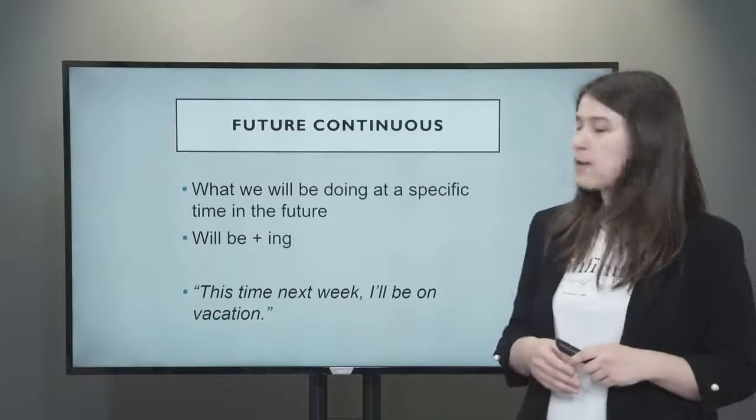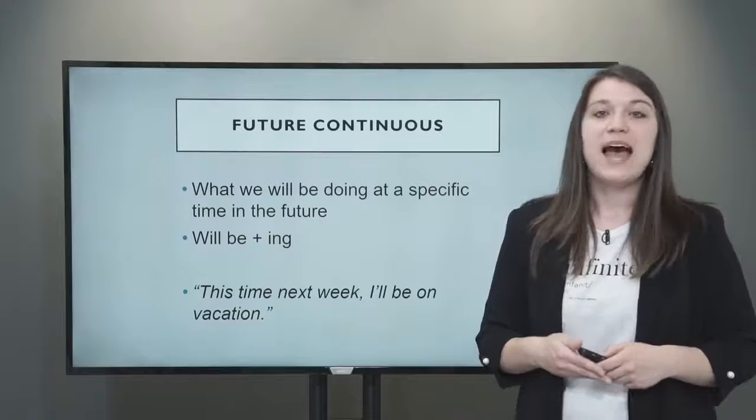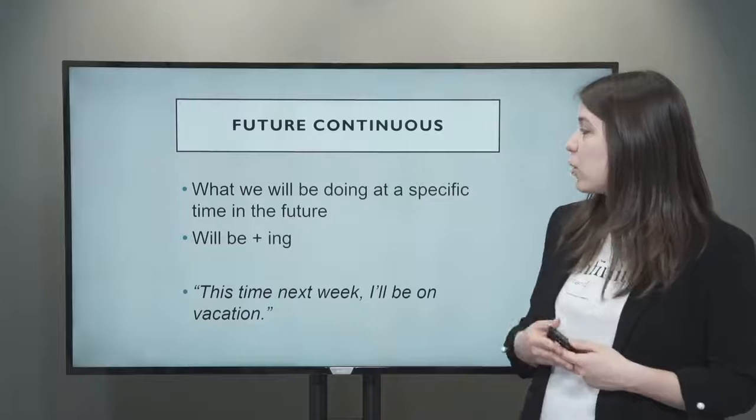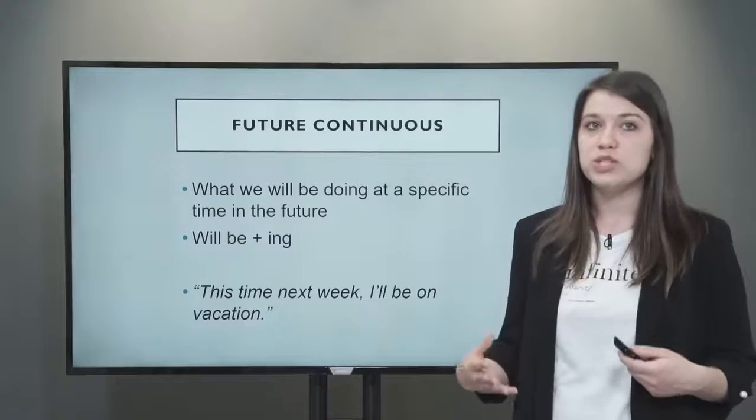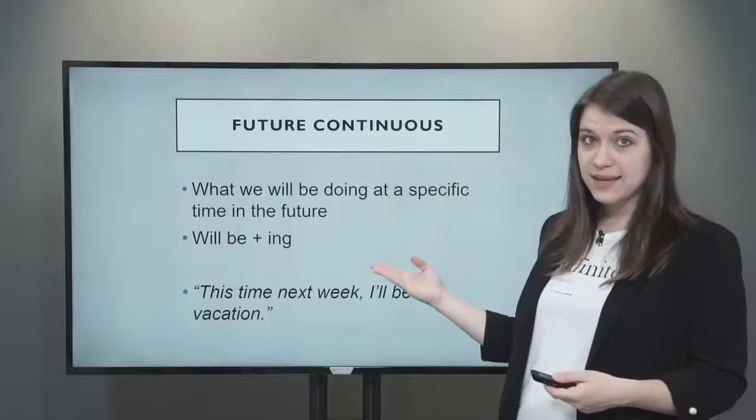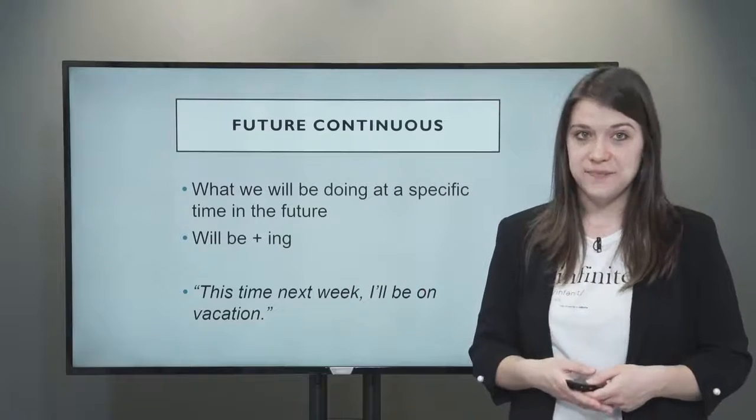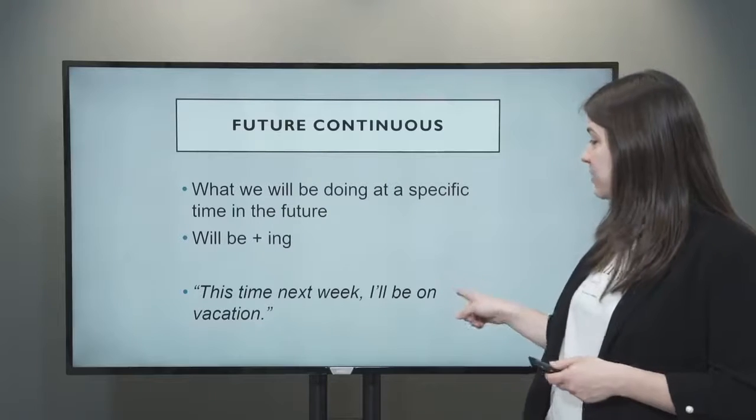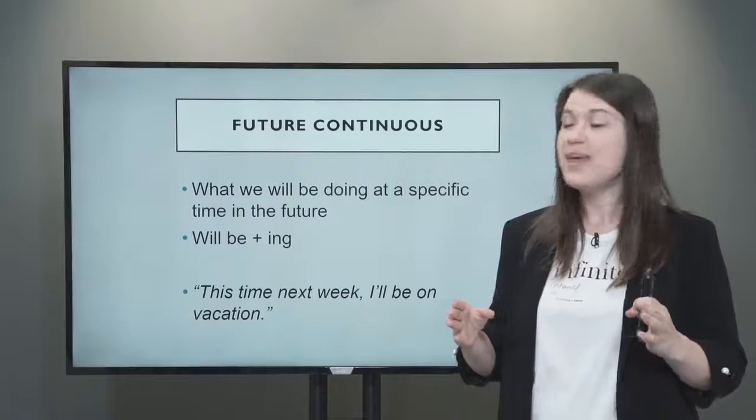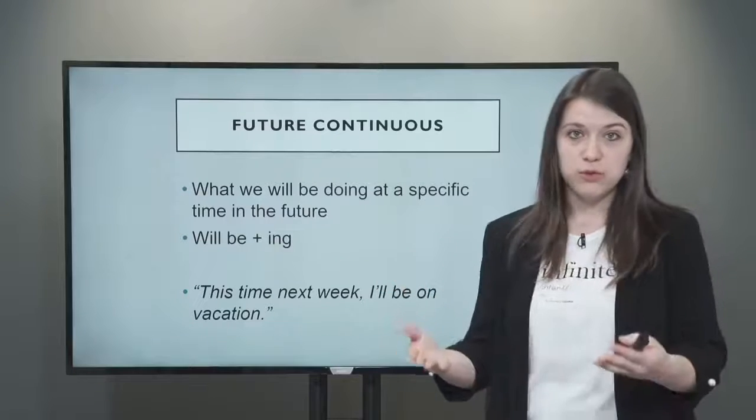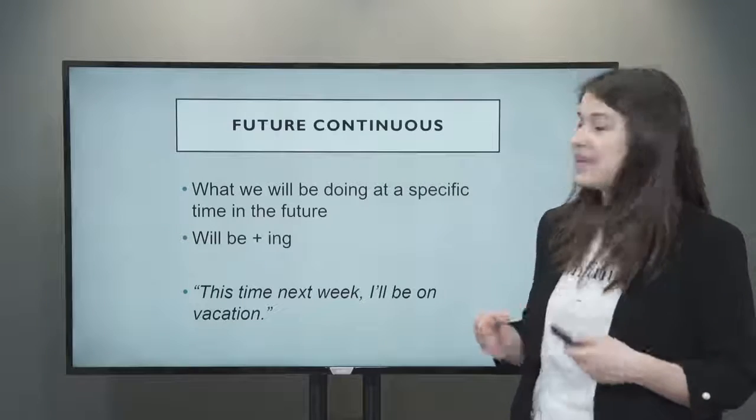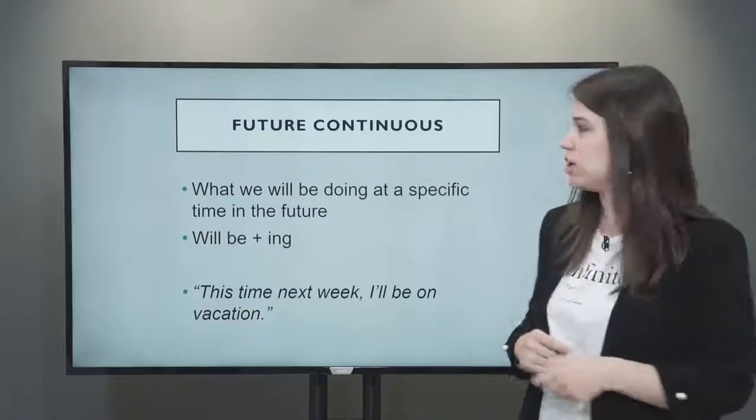Okay? Now let's talk about the future continuous. So, as with all the continuous tenses, it's something that is ongoing but in the future. So something that we will be doing at a specific time in the future. So we use will be plus the ending -ing. For example, this time next week, I'll be on vacation. So when you know the specific time, this time next week means in the future, and then I will be on vacation. Okay, so the vacation will be ongoing in the future.